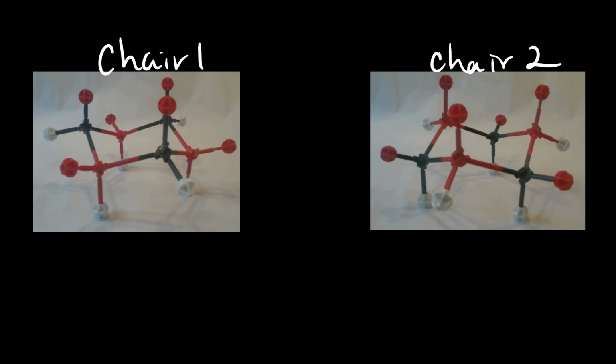When atoms are pointing either directly up or down on the cyclohexane ring, like the ones I'm highlighting in purple, we say that those atoms are in the axial position. When the atoms are pointing off to the side, like the ones I'm highlighting in yellow, we say that these are in the equatorial position.